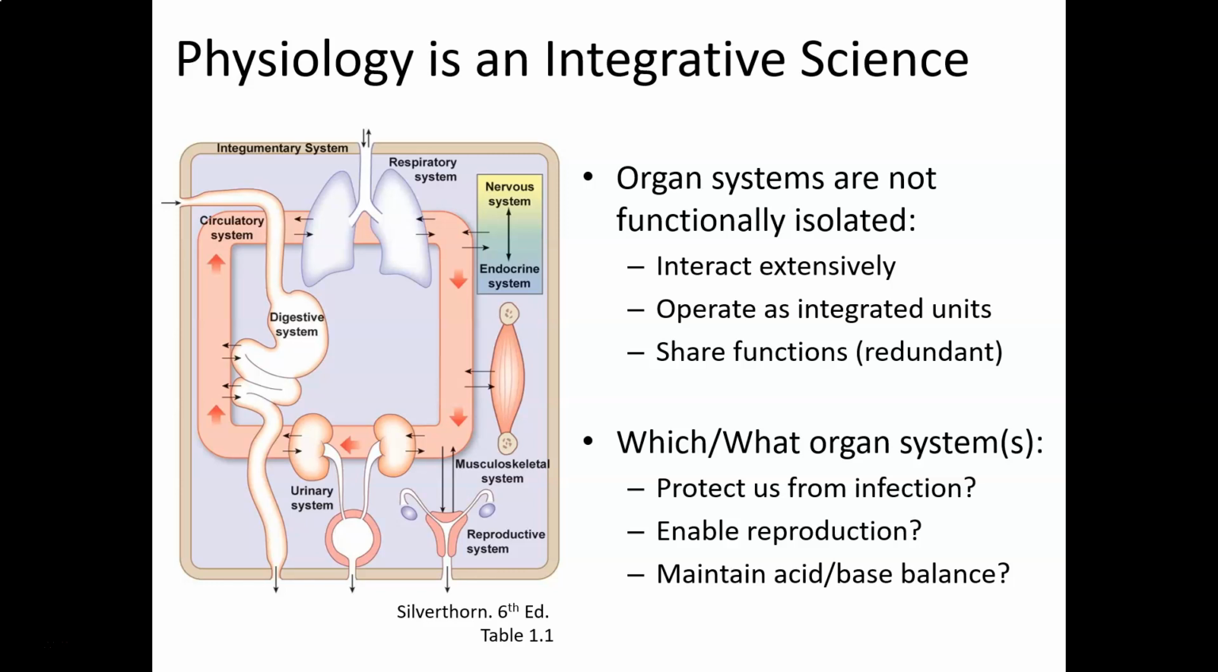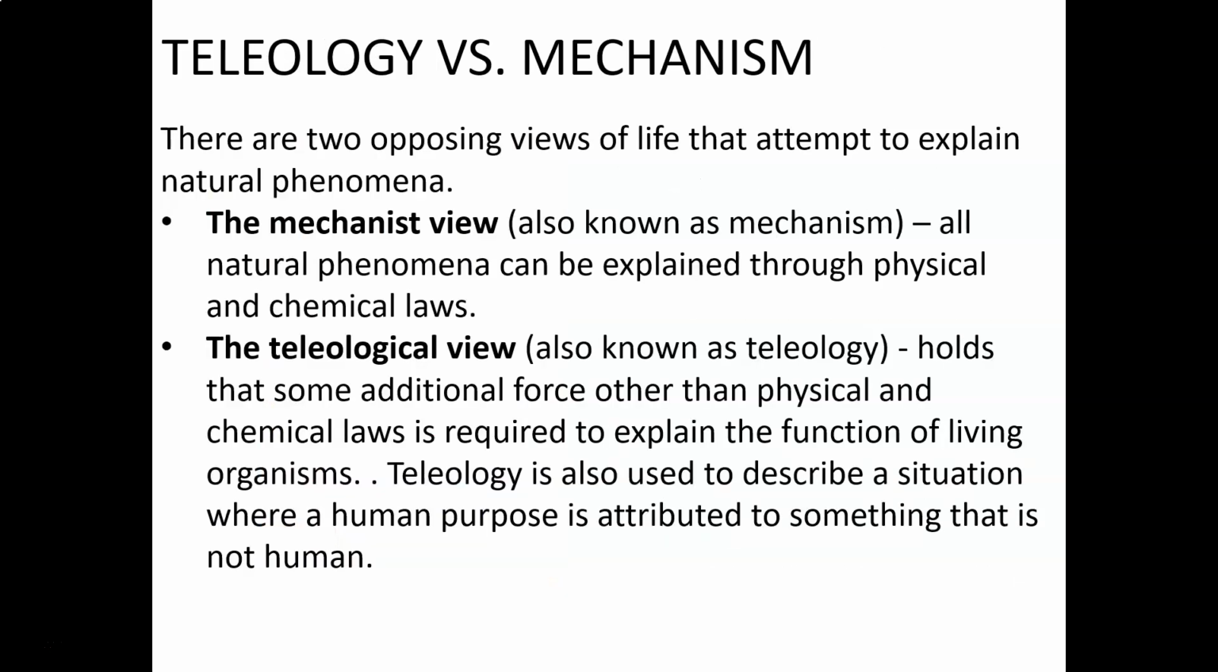So the two systems that maintain acid-base balance primarily are the respiratory and the urinary systems, although certainly other systems will play a role in that, but much smaller. So, great examples of some of the interdependency within the different organ systems.